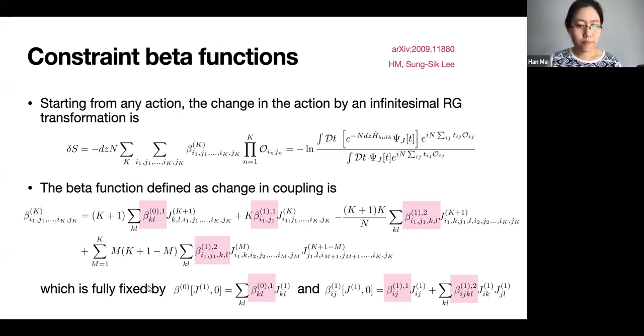So we can see the expression is completely fixed by the beta function of the free energy and the beta function of the fundamental couplings, regardless of what the initial couplings are. So in other words, if we know these two beta functions, beta zero and beta one, we can just write down the general beta functions. This means the general beta functions are highly constrained. And this is not only true for the O(N) vector model, it's true for other models as well. So we verify this fact in this paper in detail. Okay, so are there any questions so far?